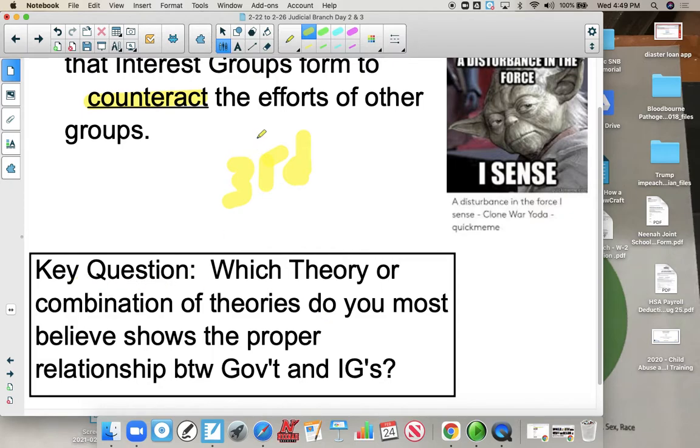You do not need to write this down, okay? But it's something to think about: which theory or combination of these theories do you most believe shows the proper relationship between government and interest groups? Keep that on the back burner and be ready to answer that, possibly in an essay question at the end of the unit. All right, that's all I got for you.